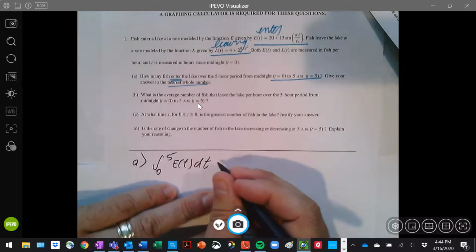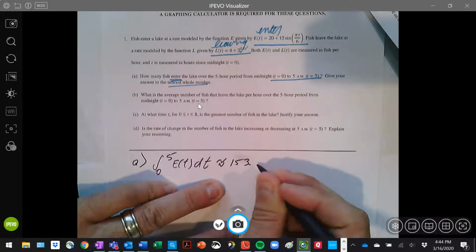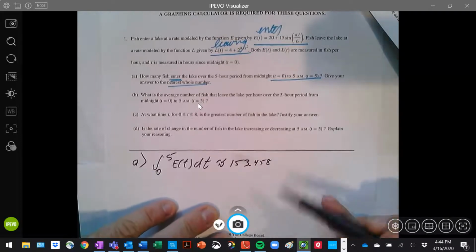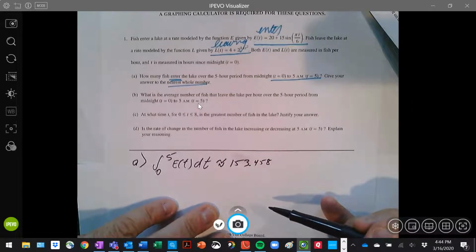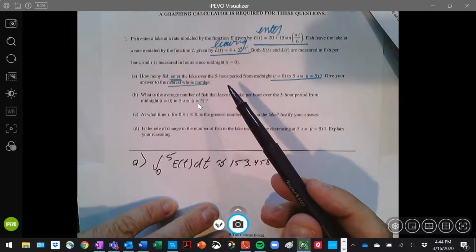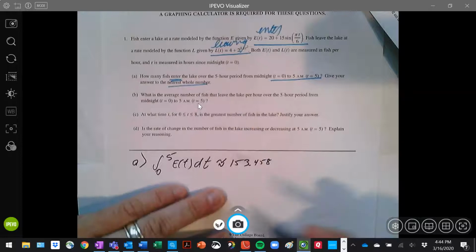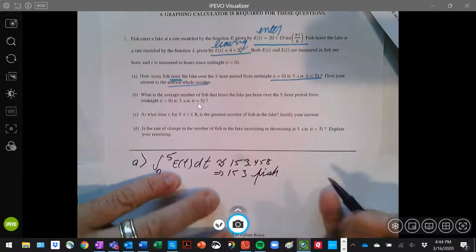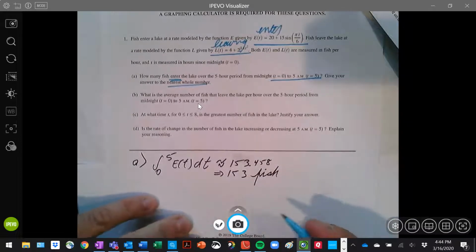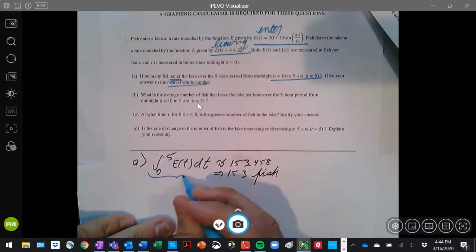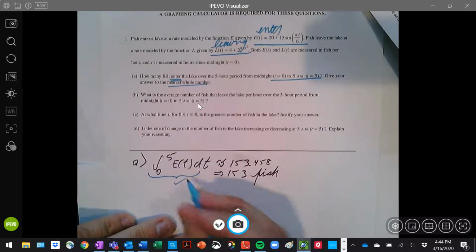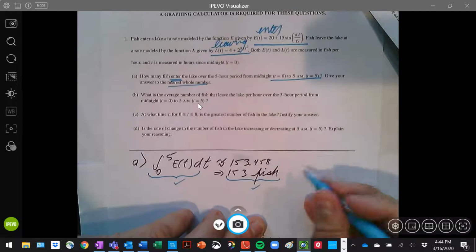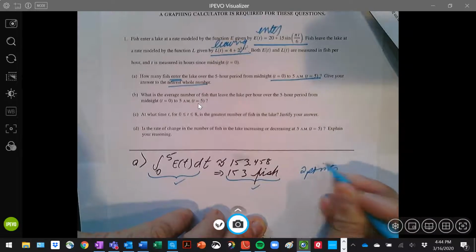Let's go back to my paper. So the integral from 0 to 5 of E of t dt is approximately 153.458. Now that's a great answer, except for the fact that they told you explicitly what they want: give your answer to the nearest whole number. So to the nearest whole number, that's going to be 153 fish. This is a 2-point problem. 1 point for having the correct integral, the integral from 0 to 5, E of t dt. 1 point for the correct answer expressed to the nearest whole number, for a grand total of 2 points.